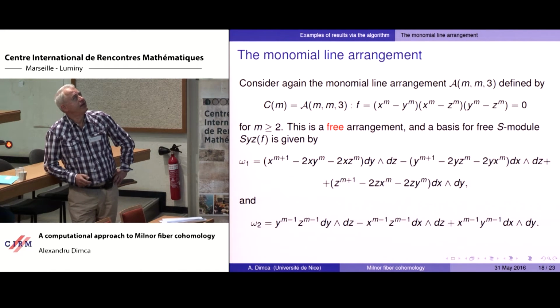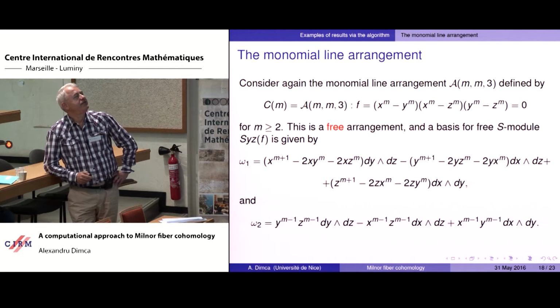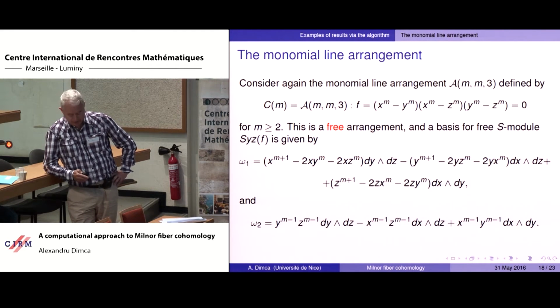Okay, so now I come back to the monomial line arrangement, and now you see why I made the Beamer presentation, because I like these horrible formulas. These horrible formulas give you the generators omega 1 and omega 2 for the CGGs in the case of this line arrangement. And this is a free line arrangement, so this is indeed the basis for the CGGs. Okay?